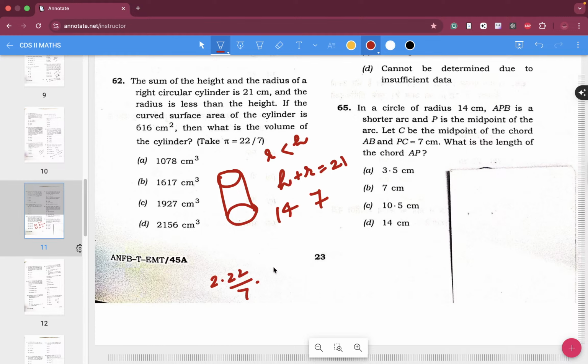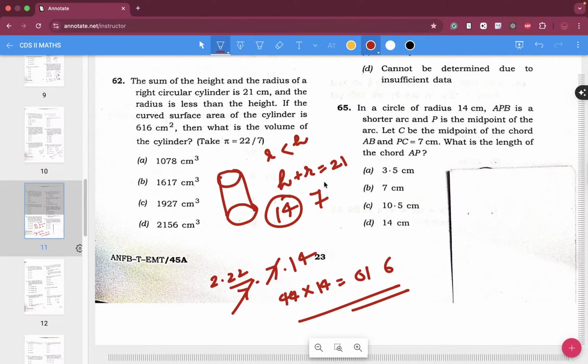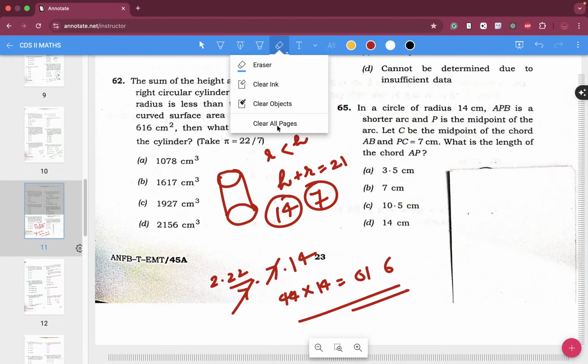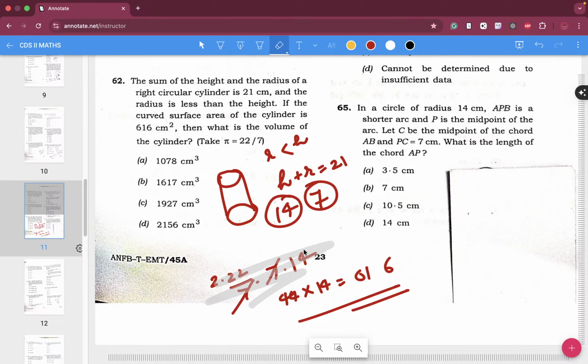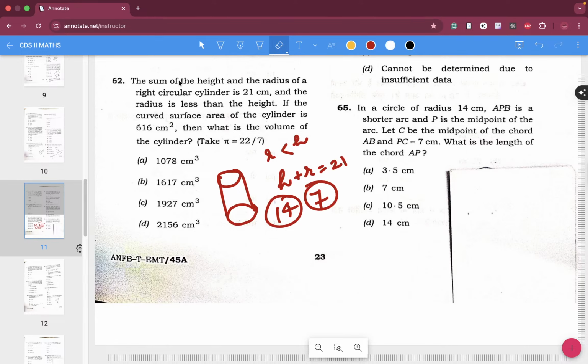The curved surface area is how much? 2 pi r into h. This is the curved surface area, which means 44 into 14, 616, right? Which means, yes, indeed, height is 14 and radius is 7. Now they have asked you what is the volume. So you find out what is the volume.